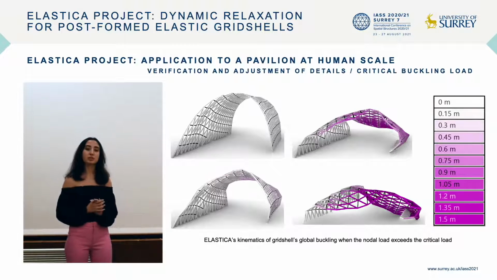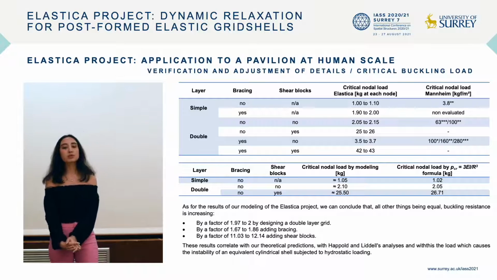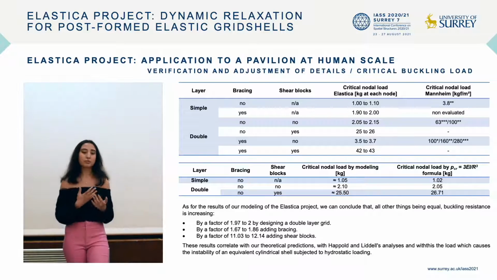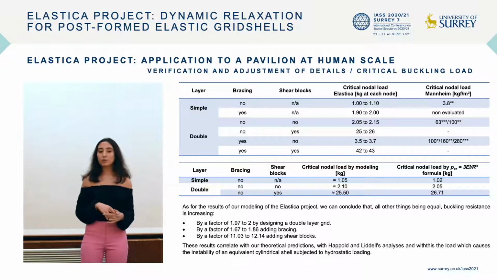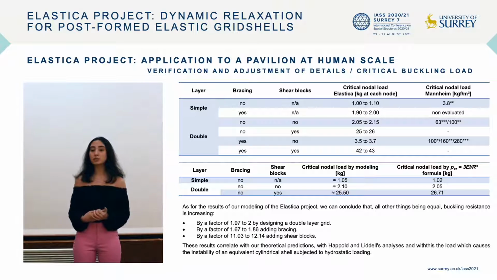Let's recall that surface buckling is the main cause of failure of an elastic gridshell. According to Happold and Liddell, all other things being equal, the use of bracing and double lathing increases the critical load by a factor of between 1.60 and 4.44. Furthermore, we can predict that the addition of shear blocks will increase the critical buckling load by a factor of about 13, determined by the ratio of inertia with and without these blocks. The results of our modeling of the Elastica project confirm the predictions.